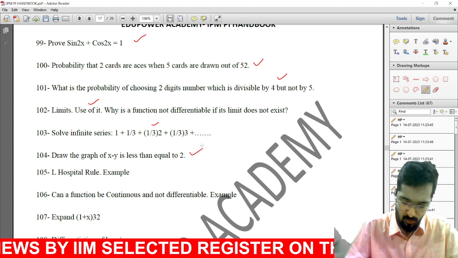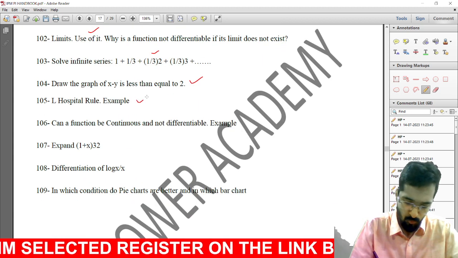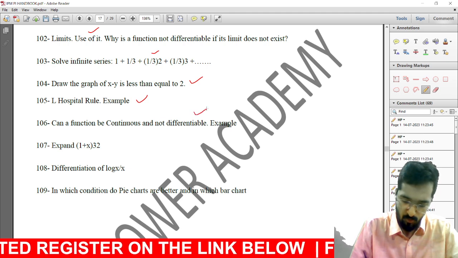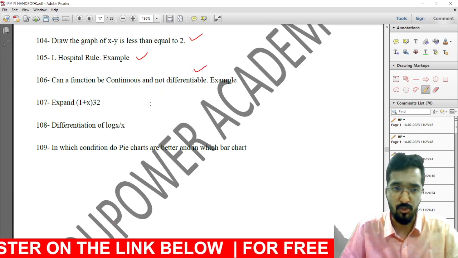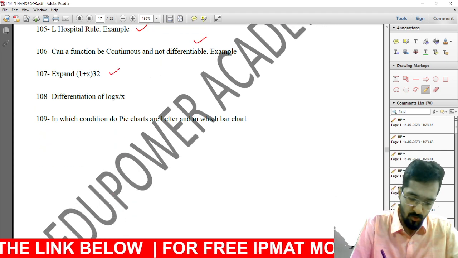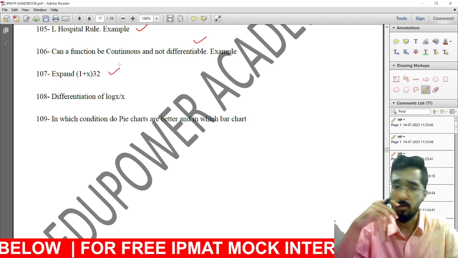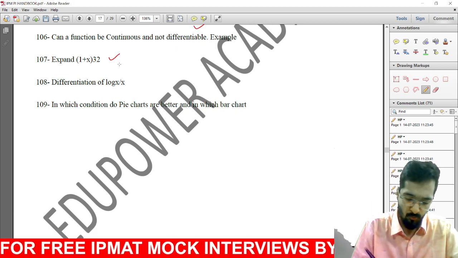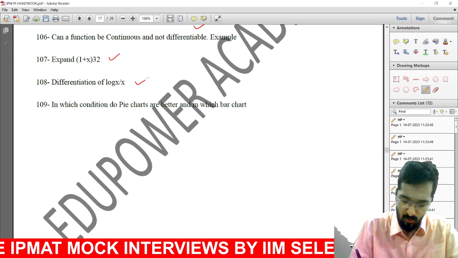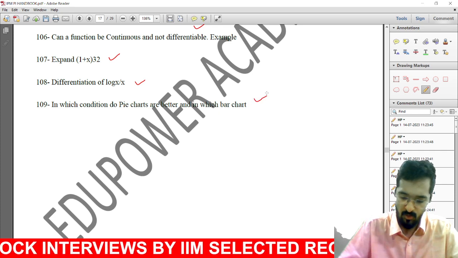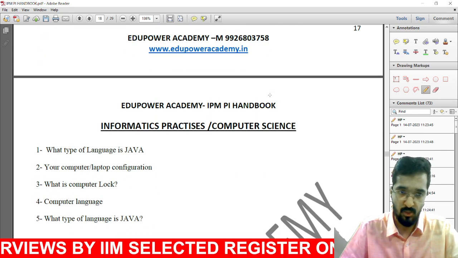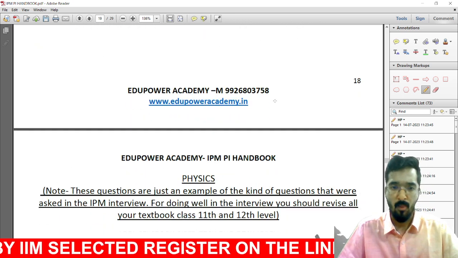Infinite series 1 plus 1 by 3 plus 1 by 3 square plus 1 by 3 cube. Graph of x minus y less than 2. L'Hospital's rule. Can a function be continuous and non-differentiable? Continuity differentiability based question. Questions on binomial theorem, 1 plus x to the power 32. Differentiation of log x by x, and in which condition pie charts are better and in which bar charts are better. So these are the basic questions which are asked from the mathematics stream.